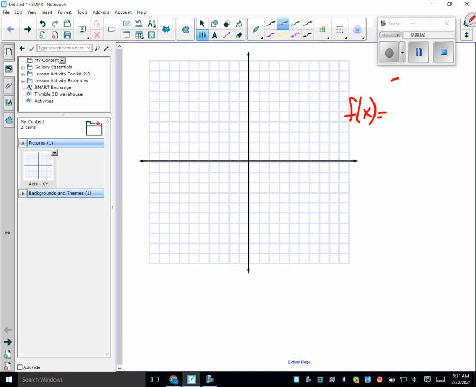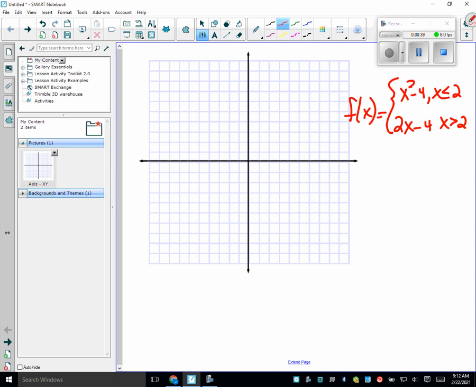The equation is f of x is equal to x squared minus 4 if x is less than or equal to 2, and 2x minus 4 if x is greater than 2. Now, you are more than welcome to do some of this on your calculator.